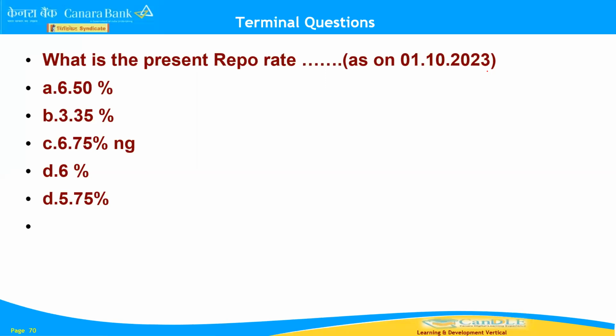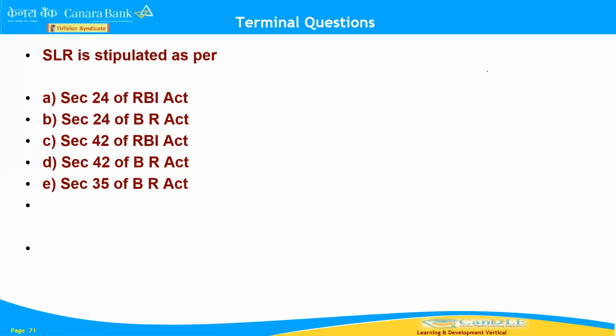What is the present repo rate? Please, first reverse repo rate, then bank rate, then MSF, marginal standing facility rate. 6.5. Very good. SLR is stipulated as per which act? Which section, which act? I think last time also you were clear. I'll go fast. B. Yeah, very good.